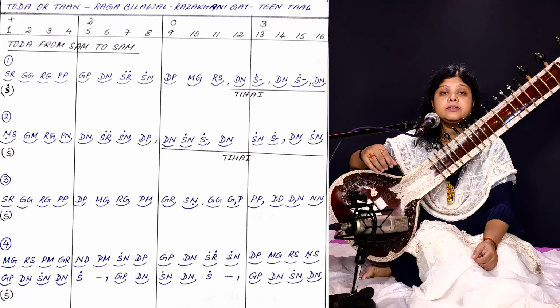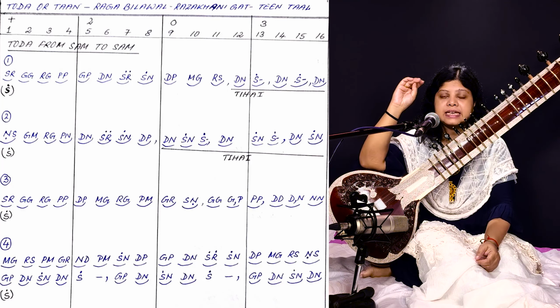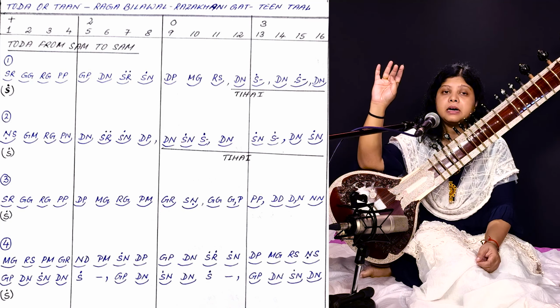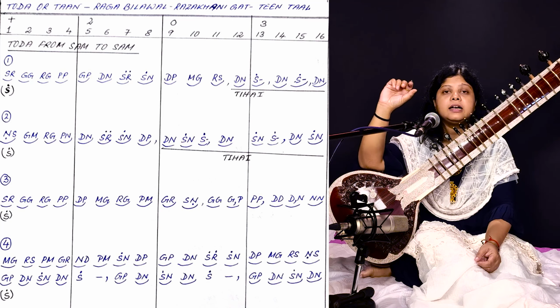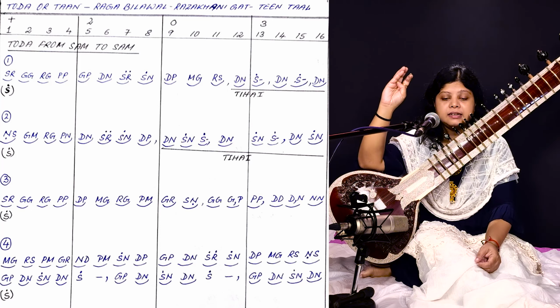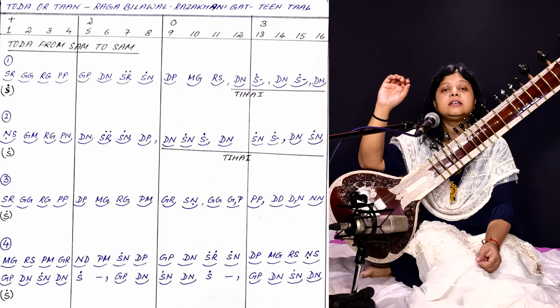Sa re ga ga re ga pa pa ga pa dha ni sa re sa ni dha pa ma ga re sa. Till re sa on the 11th beat, there is the Taan. And from the 12th beat, there is a short tihai. Tihai means the phrase you play 3 times. So, Sa re ga ga re ga pa pa ga pa dha ni sa re sa ni dha pa ma ga re sa dha ni sa dha ni sa dha ni sa.